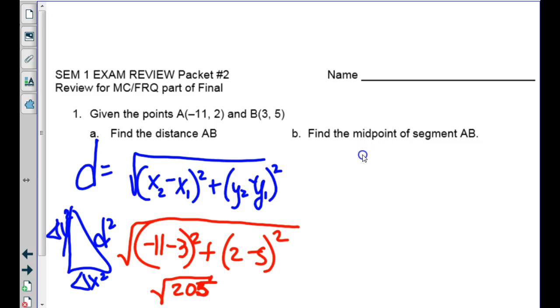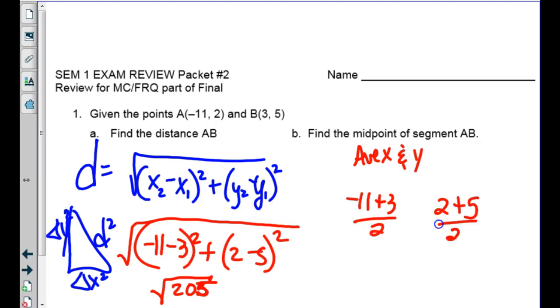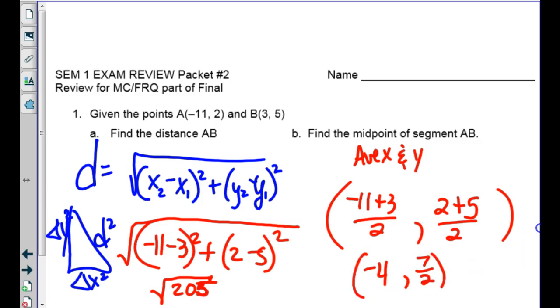Okay? How do you find midpoint? Don't make me mad. Yes, you average the x's and the y's, right? So you add the x's and you add the y's and you divide by 2 because there's 2 numbers. Is that negative 4? Anybody helping me here? 7 halves? I don't know. Someone tell me if I did that wrong. Okay, so I'm good. Any questions on distance and midpoint?